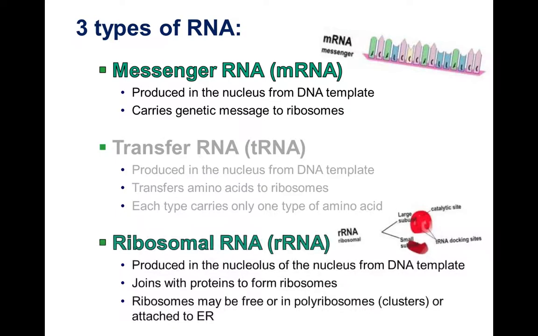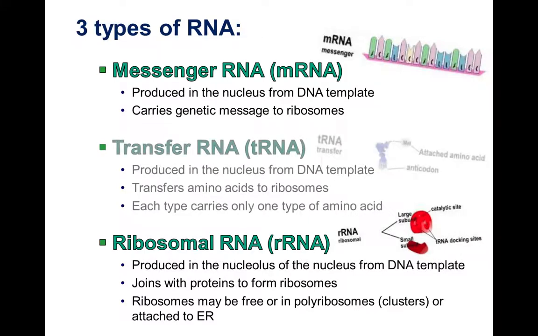And this messenger RNA travels to a ribosome, and it is ribosomal RNA, known as rRNA, which joins proteins, in fact 2 subunits, to make a ribosome. Remember, we talked about ribosomes earlier. They were the sites where proteins are made. And these proteins are made based on the instructions of messenger RNA.